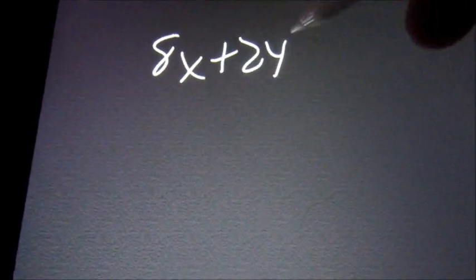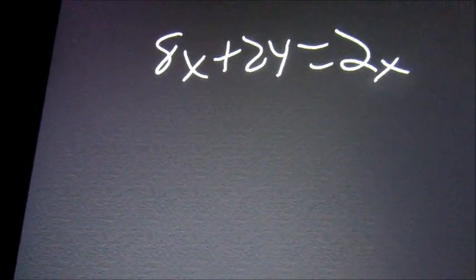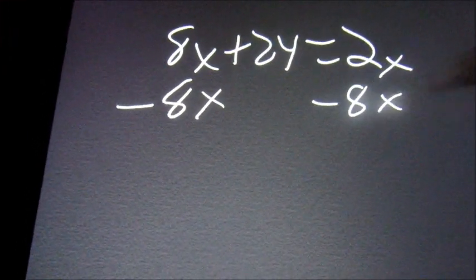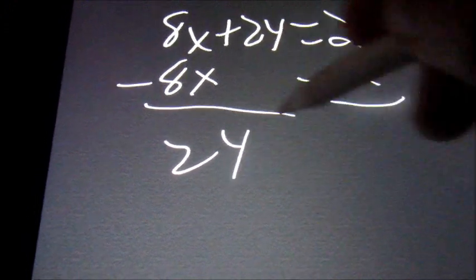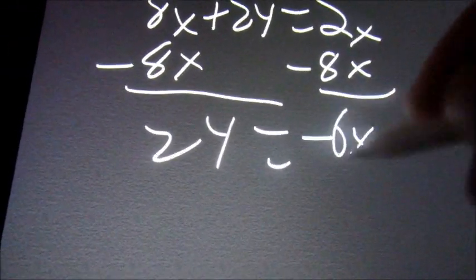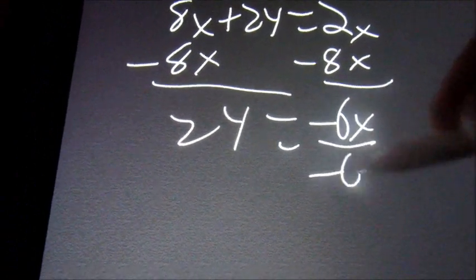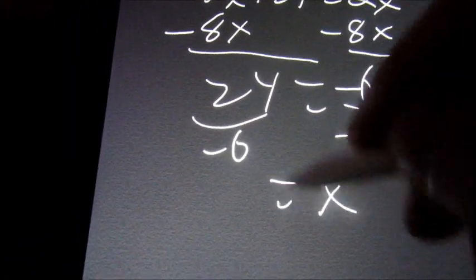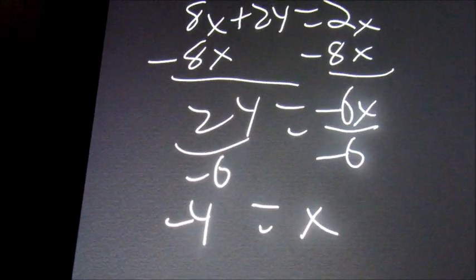Okay. So one more that's kind of like this. Let's say we have 8x plus 24 equals 2x. I'm going to subtract the 8x from both sides. We still have 24 equals 2x minus 8x is negative 6x. So now I have to divide both sides by a negative 6. And we get that x equals negative 4.